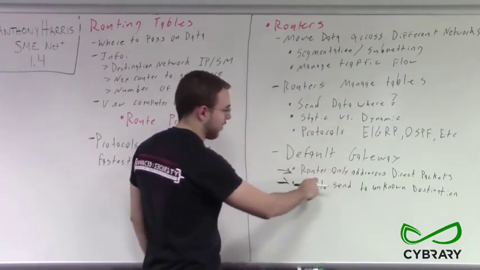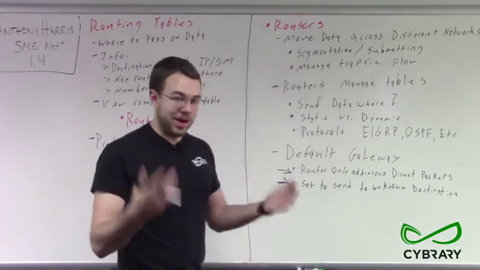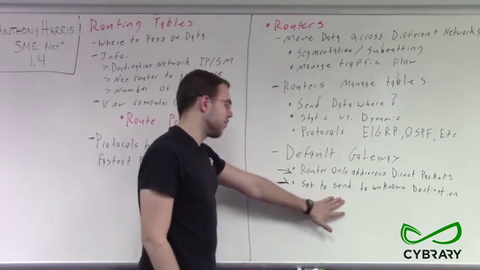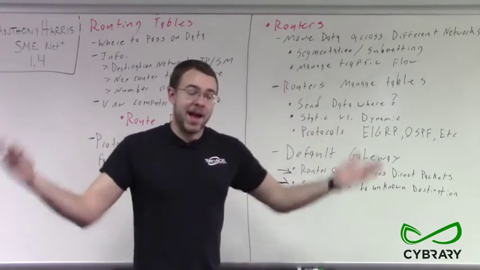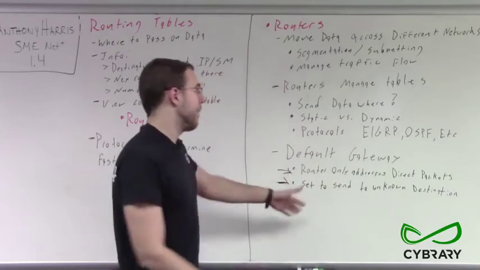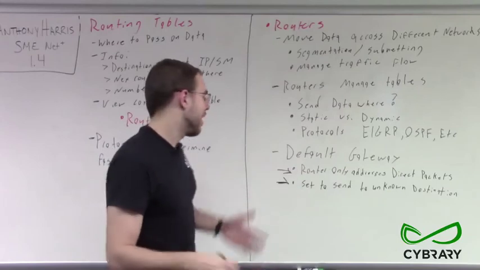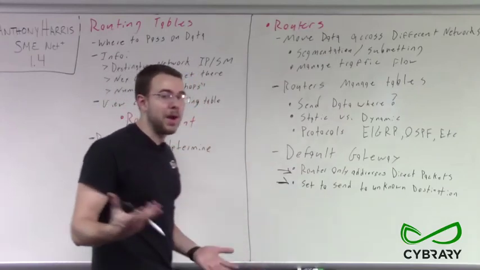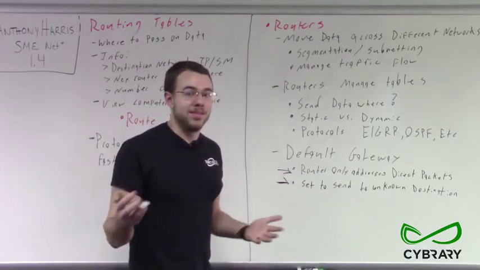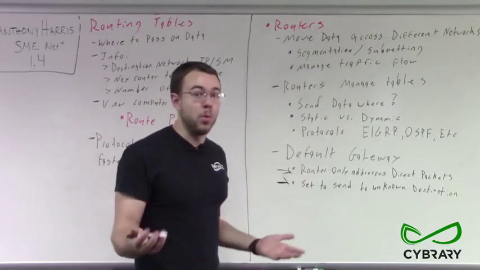So this is on the router side. Our routers will only address direct packets. And on our computer side, our computers send packets they don't know where else to send, packets that are on different networks, to their default gateway. So that's why we set our router as our default gateway, and that's what our default gateway means. It's where we send packets we don't know where else to send.